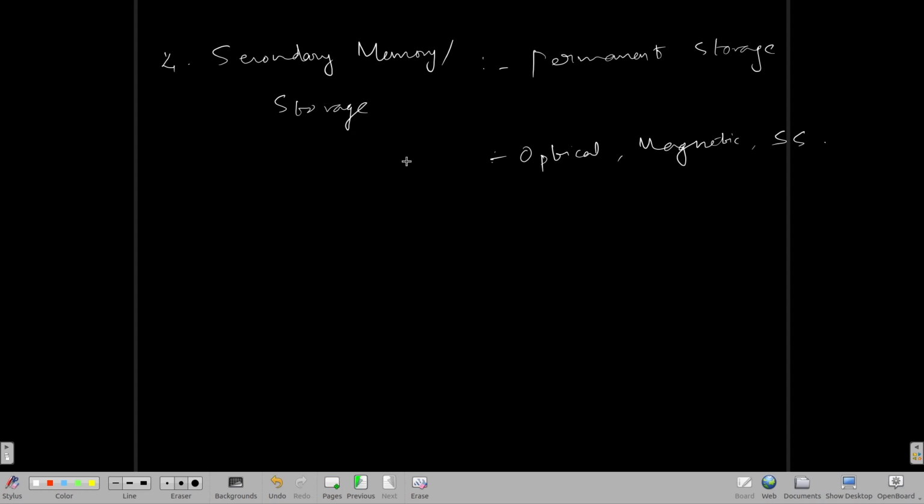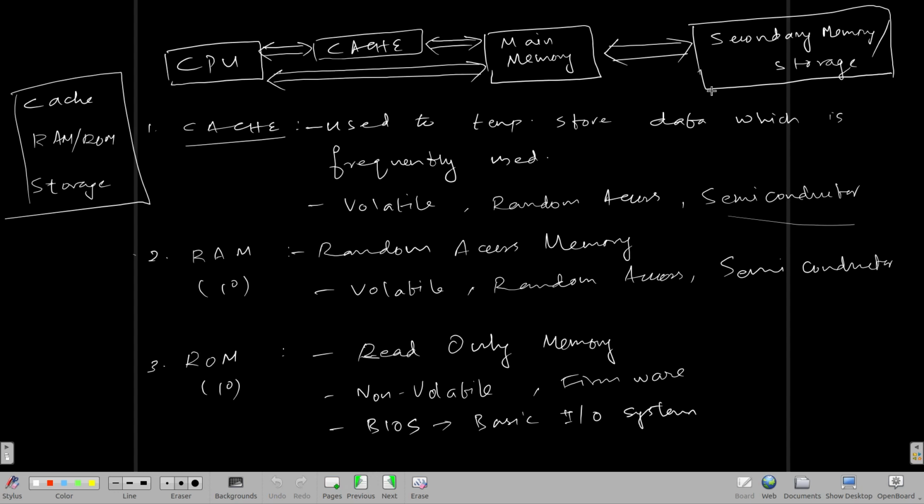Then you need to store other software, you need to store other data, things like movies, songs, your PDFs, and other software. So the things which are permanently stored are stored in the secondary memory. So that is how it works. So in this main memory, let's write RAM and ROM.